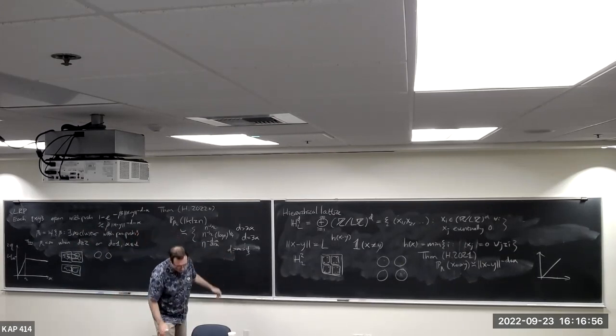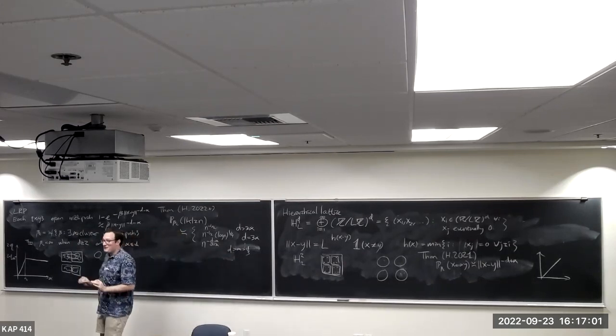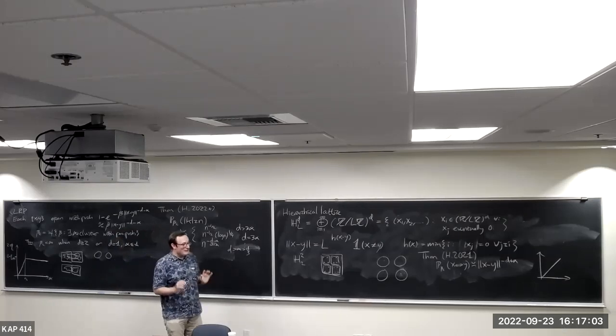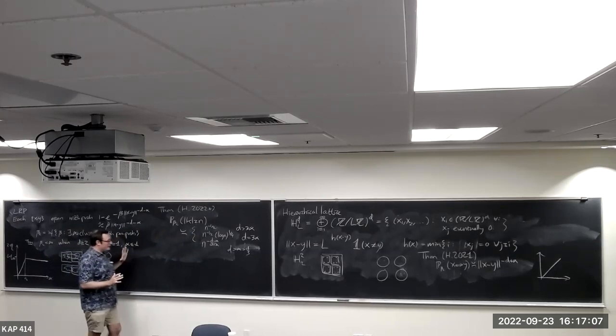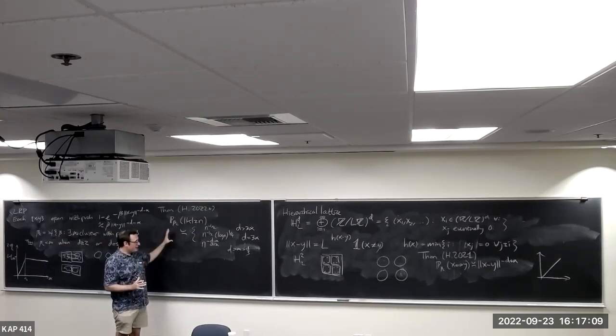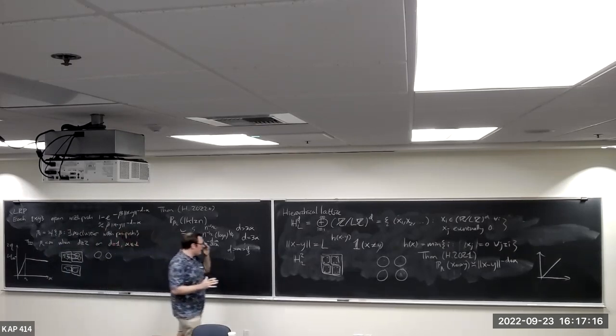So, I was hoping to have time to tell you something about the proofs of these things. Seems like that's probably not going to happen. So maybe I'll end by telling you that this result gives us a fairly complete picture of at least some aspects of the hierarchical model in all different dimensions.